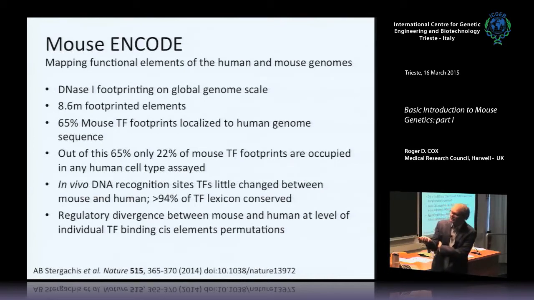The actual DNA recognition sites change little between mouse and human. So the transcription factors and the sequences that they bind to, they call it a lexicon, a sort of dictionary of sites for interpreting and controlling gene expression, remains quite highly conserved at the sequence of the recognition sites. But there's divergence, as I've already alluded to, in the individual transcription factor sites being used.